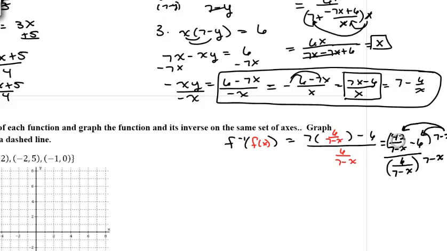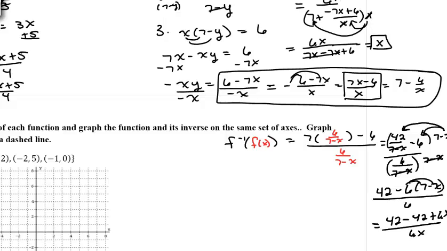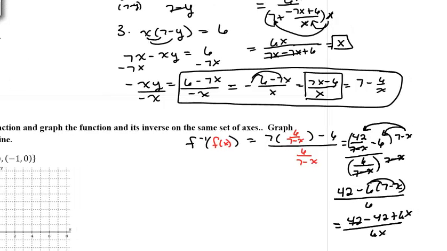So when I multiply it to the 42 over 7 minus x, the 7 minus x in the denominator will cancel, leaving me with 42, and then minus 6 times 7 minus x. And then in the denominator, these cancel, leaving me with 6. So now we can distribute this 6, giving me 42 minus 42 plus 6x, and then divided by 6. And so again, 42 minus 42 is 0, and 6x divided by 6 is x. So you do in fact get an x again. Okay.